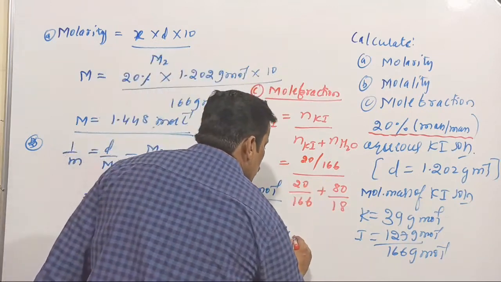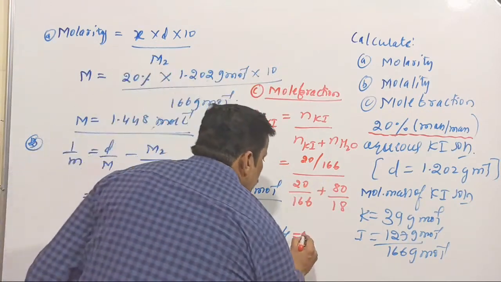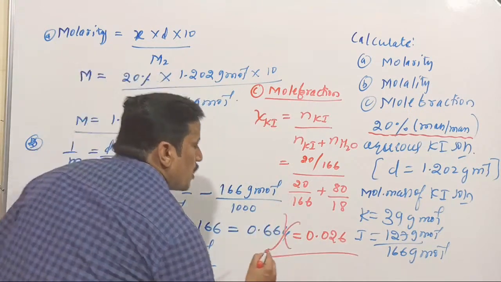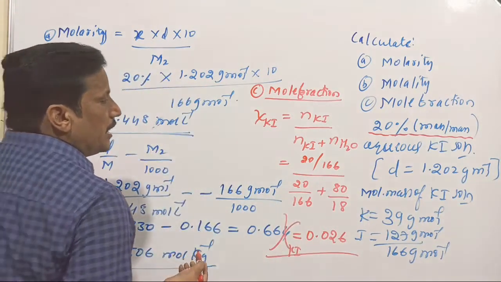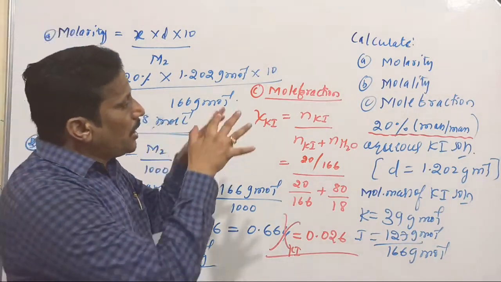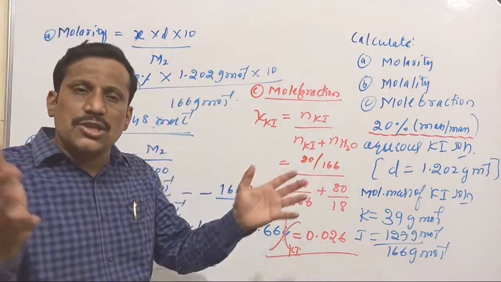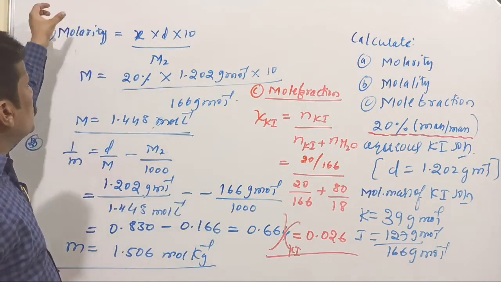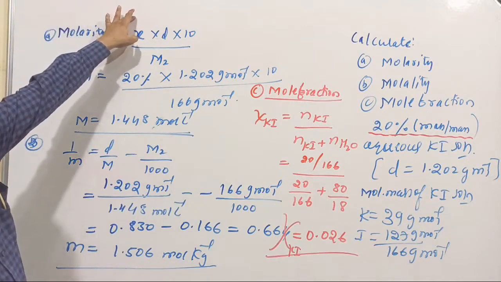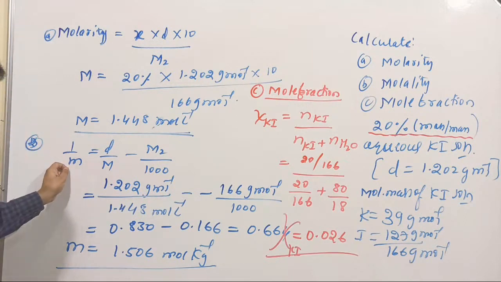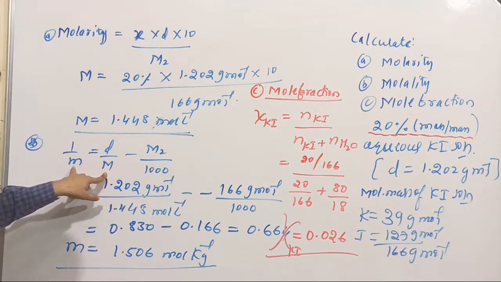If you solve this, then you get the answer 0.026. The mole fraction of potassium iodide is 0.026. Right? This is a lengthy problem. See this. Why have I given this problem? Because we get an idea of the relations between the different terms. See, this expression gives the relation between molarity and mass percentage. This expression gives the relation between molarity and molality.